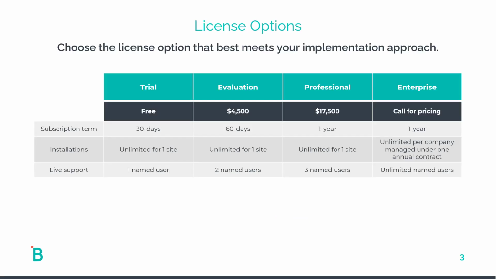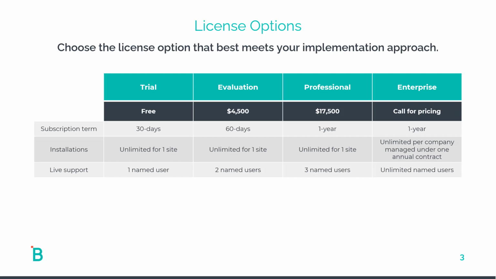The Intelligence Hub follows a subscription-based model where we license by a physical site or location. The first two license options are trial and evaluation, and these are really meant for proof of concept projects. Trial is 30 days for free, where you would work with our sales team to understand your use case and understand how to build that use case within a trial environment on your own server with your own data.